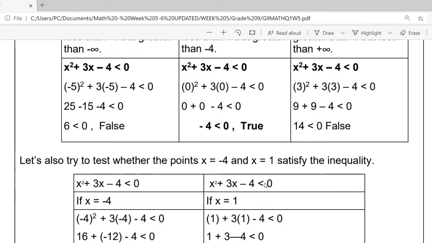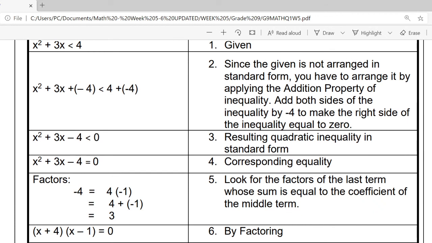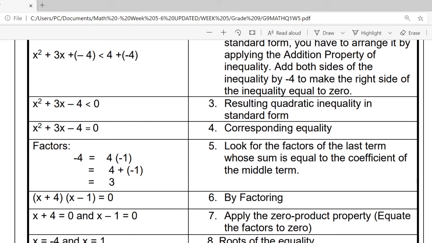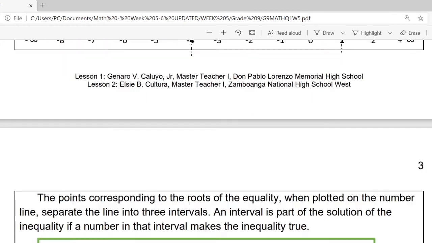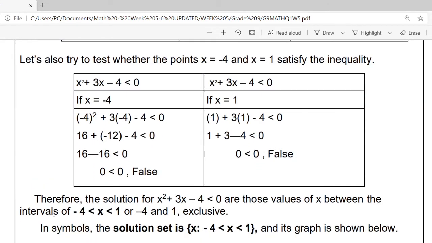Next, we still have the test points. Another one is negative 4 and positive 1, which are the roots earlier. This is included in your test points. We call these the critical points in inequalities. So we will also test your critical points.